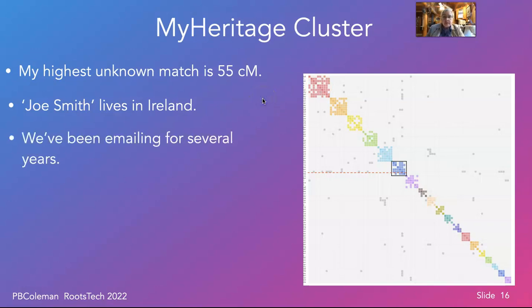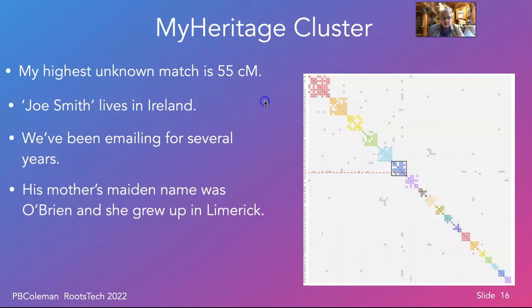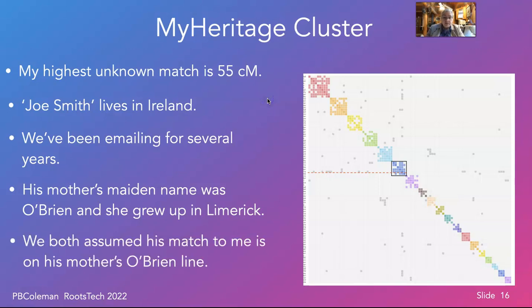Joe and I have been emailing for several years now, trying to figure out our common ancestor. His mother's maiden name was O'Brien, and she grew up in Limerick. And my second great-grandmother, Joanna O'Brien, was also from Limerick. So for several years now, we've assumed that this match to Joe and me has to be on his mother's O'Brien line.